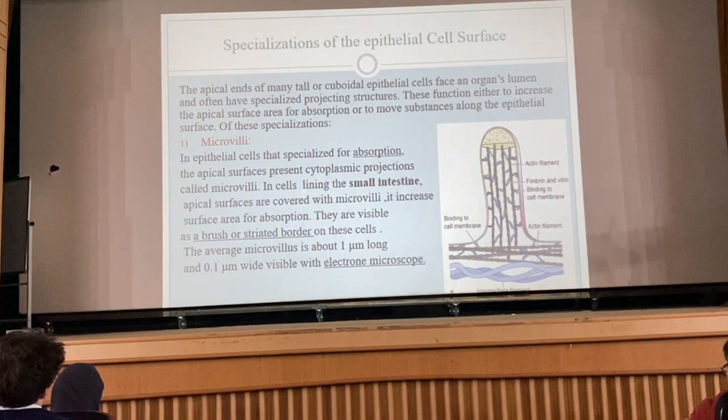So, in cells lining the small intestine, the apical surface is covered with microvilli. Its function is to increase the surface area of absorption. They are visible as a brush or striated border. Yes, the brush border or striated border. The average microvilli is about, and usually they are visible with the electron microscope. They cannot be seen by the ordinary light microscope.